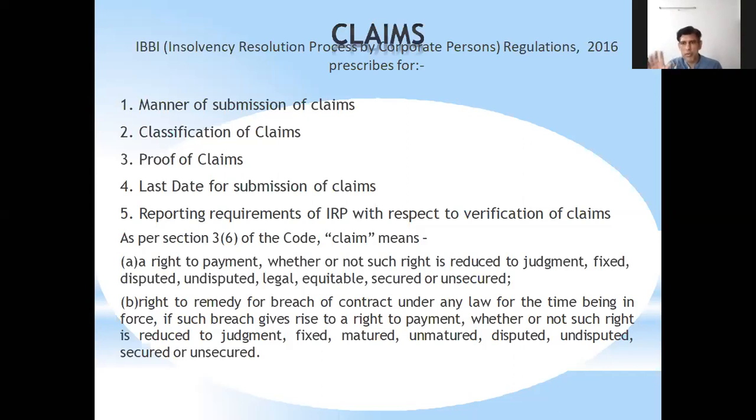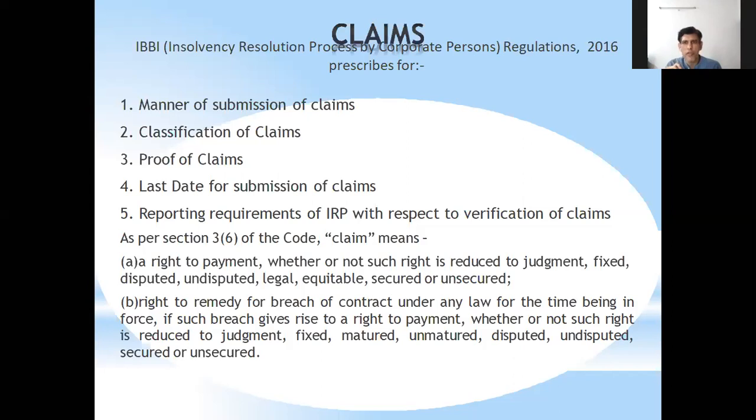The claims will be received from the financial creditors as well as the operational creditors. And for that, all designated forms are there. So let's say there's Form C for the financial creditors, Form B, Form D. There are various forms. In that form, the particular class of creditors will submit their claims, and they will give all the details regarding the proof of their claim, along with the necessary documents and the affidavit and the disclaimer. So as per Section 3(6) of the Code, a claim means a right to payment, whether or not such right is reduced to judgment, disputed, undisputed, legal, equitable, secured or unsecured. So irrespective of anything, if there is a right to payment, he can claim.